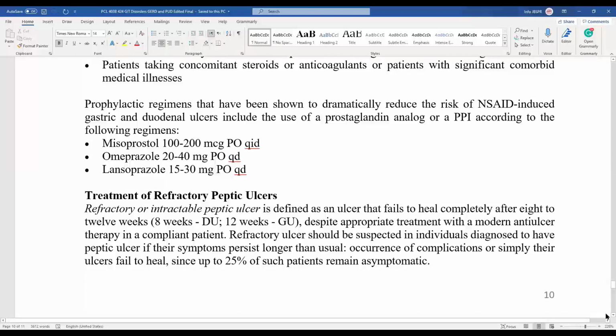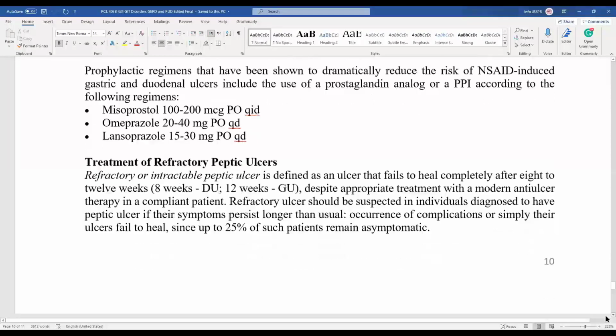Then if the peptic ulcer disease is what we can call intractable peptic ulcer, just coming up and coming up all the time, then there may be need for tests for that patient to be sure that it's not even cancer of the GIT for all you know. And at times there may be need for surgical intervention.